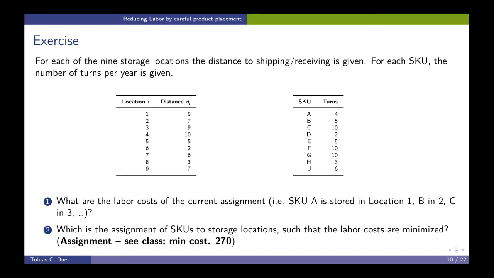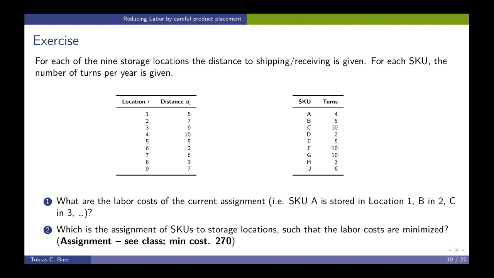See, we have 2 tables, 2 lists. In the first one, we have 9 storage locations with an associated distance. And in the second table on the right, we have all the 9 SKUs numbered from A to J, and we have the number of turns for each SKU in a year. The first question this exercise asks: what is the labor cost of the current assignment? For this current assignment, we assume that location number 1 stores SKU A. Location number 2 stores SKU B.